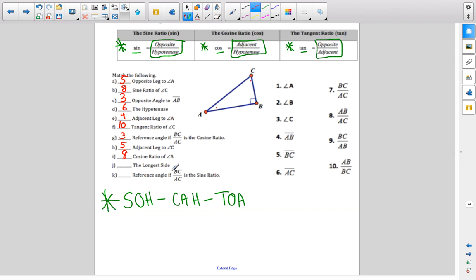And the longest side. Okay, the longest side of a right triangle, hopefully you know it's got to be the hypotenuse, which is number 6, AC. And the reference angle, if BC over AC is the sine ratio. Remember, that's opposite over hypotenuse, so BC is opposite angle A. BC over hypotenuse, that would be angle A, so we'll put a number 1 here.